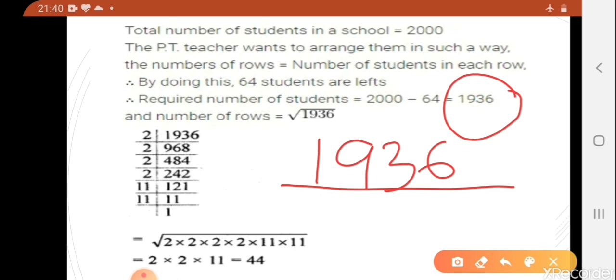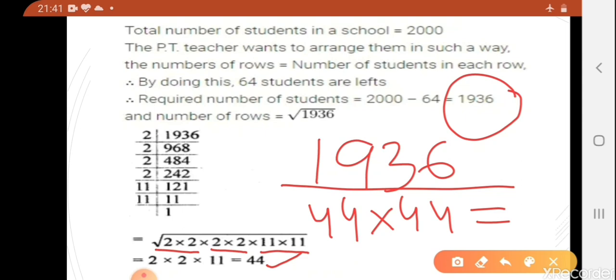To find the number whose square is 1936, we will do prime factorization. The prime factorization is 2 into 2 into 11, and so on. So the answer is the square root of 1936.